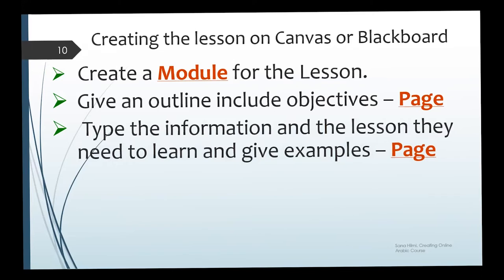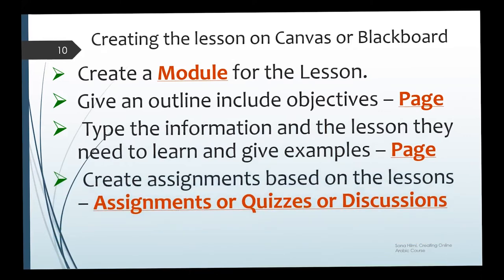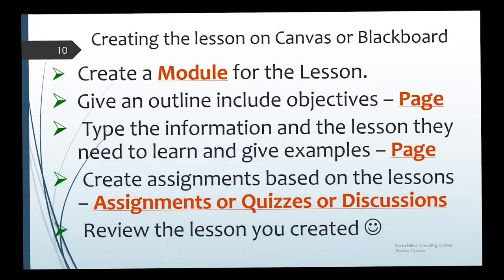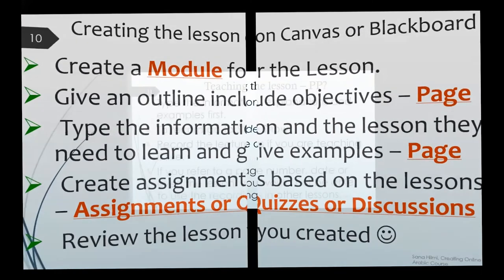You don't want to choose an assignment because an assignment will make the students think that there is something they have to submit. And then once you want to do assignments, you could create an assignment, quizzes, or discussions. That depends on what type you're using. I will show you soon how to do that. And then you want to review your lesson. If the course is ready, you could always unpublish everything except for the course and then look into it as a student. That's very easy in Canvas, just to see what students can see or not see.